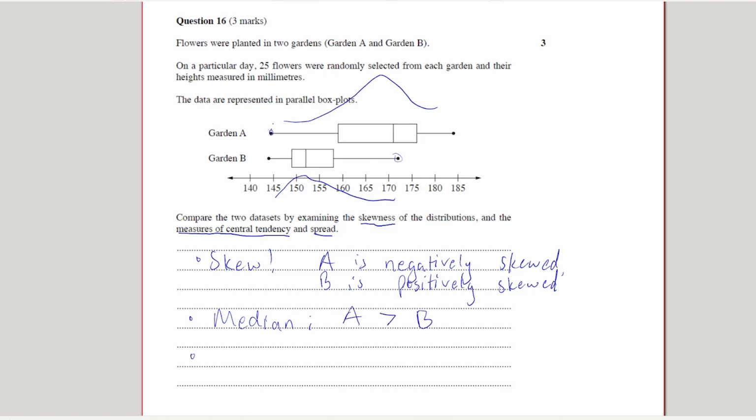And now let's talk about the spread. Spread is talking about the range. You can either talk about the IQR, the interquartile range, or the actual range of the data set. Even if you talk about IQR or the range, both of them are measures of spread. For the IQR, if you look at A and B, A is obviously greater than B, and also for the range, A is greater than B.